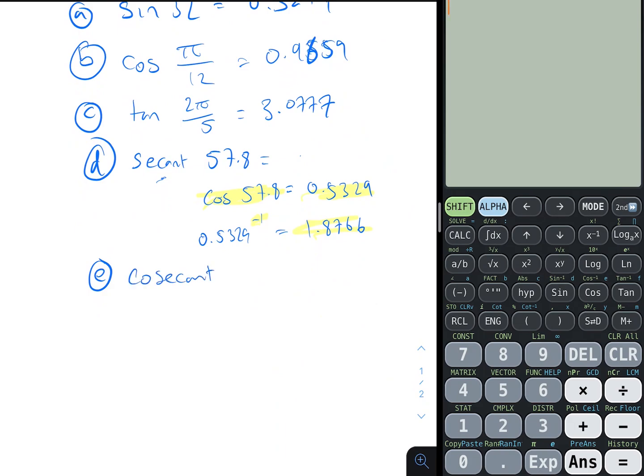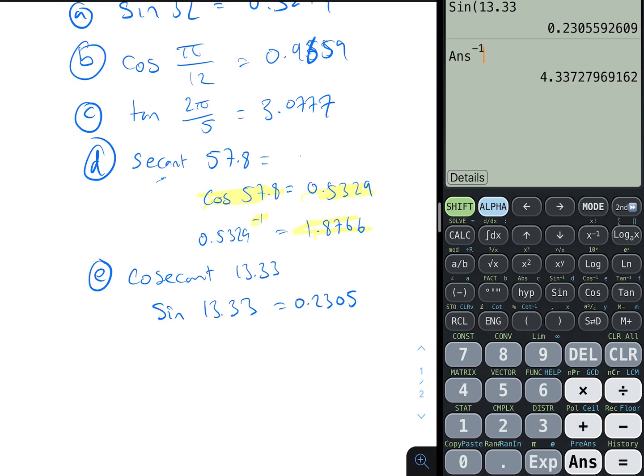The cosecant of 13.33. Cosecant 13.33 is the inverse of sine of 13.33. That gives us 0.2305, and then put that to the power of minus 1, and that gives us 4.3373 when you round it out. Let's check again.